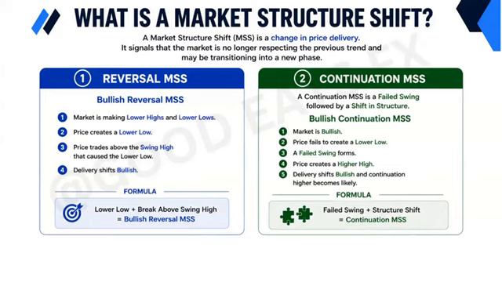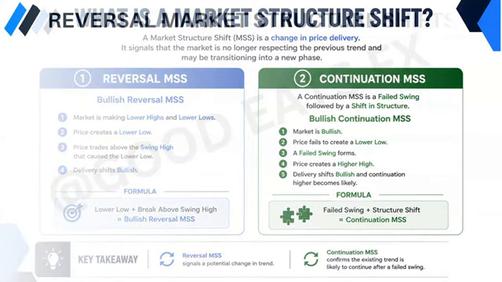A continuation market structure shift, which is basically a failed swing followed by a shift in structure. So we'll use another bullish example. The market is bullish now, making higher lows and higher highs. Price then fails to create a lower low. A failed swing forms. Price creates a higher high and then shifts bullish and continues the bullish trend. So failed swing meaning it did not go lower. It just continued to make higher highs. That is what makes it a continuation swing. And when I show you an example, you're going to see how it looks.